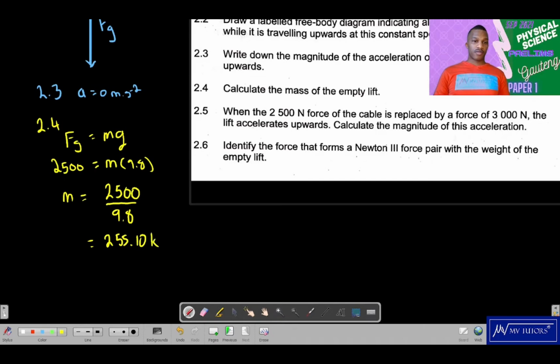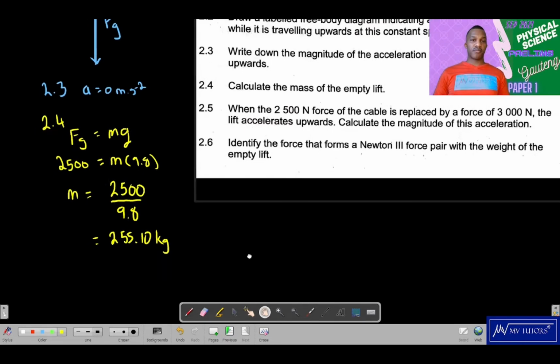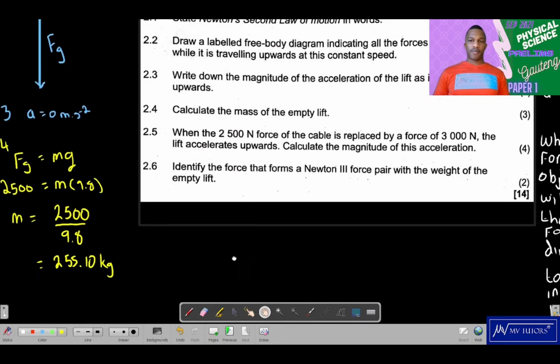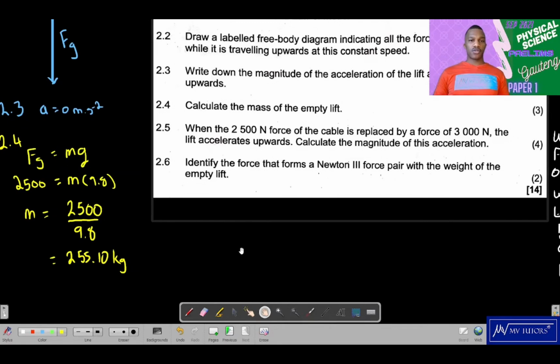It's kilograms because it's 9.8 and there's 2,000 newtons. So mass will always be in kilograms, not grams. Please don't make that mistake of thinking it's in grams. Okay, let's move on to 2.5.